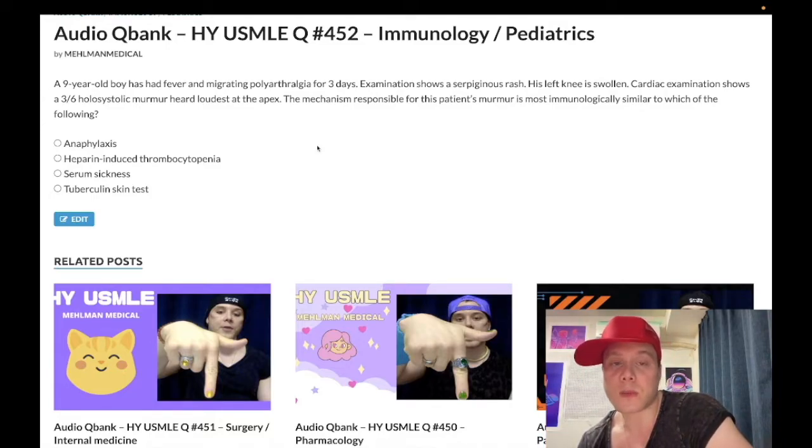9-year-old boy had fever and migrating polyarthralgia for 3 days. Examination shows a serpiginous rash, just a fancy word which means snake-like. His left knee is swollen. Cardiac examination shows a 3-on-6 holosystolic murmur, heard loudest at the apex. This is mitral regurgitation. The mechanism responsible for this patient's murmur is most immunologically similar to which of the following?